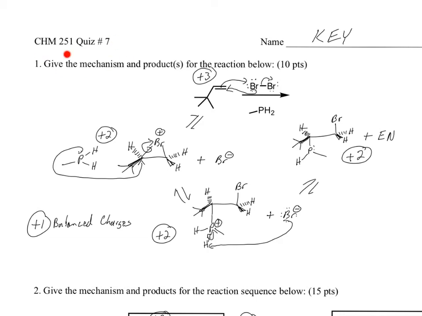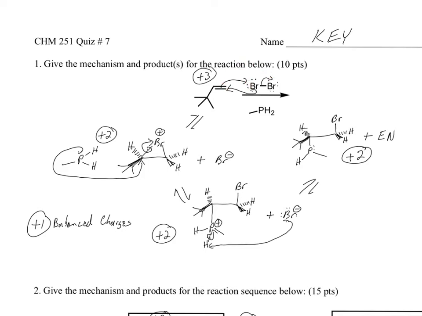Quiz 7, key. So the first step in quiz 7, you'd recognize, hopefully, that there's a halogenation. So you see the Br2, but you also see a polar protic solvent. If you see a polar protic solvent, SHs, OHs, NHs, and PHs, you recognize that they're probably part of the mechanism. First step in halogenation, 3 arrows.